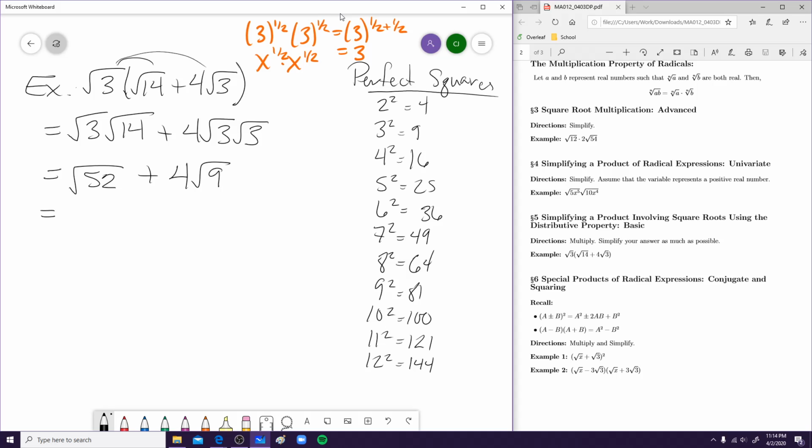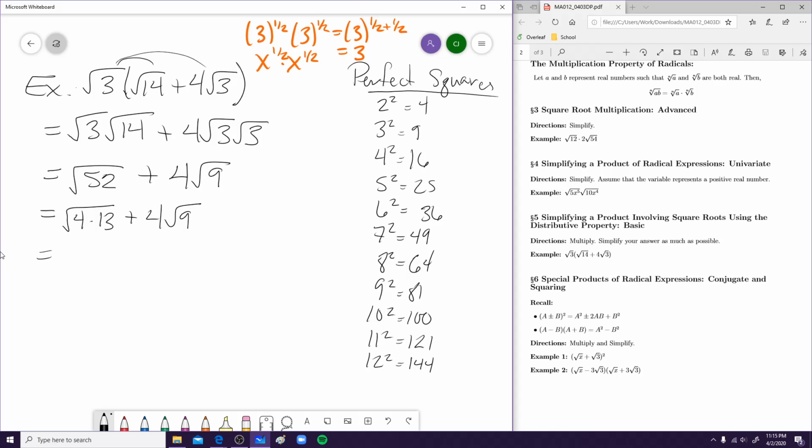Now let's look at the square root of 52, and see if we can simplify it any more. Using the same process, the first perfect square that 52 has is 4. If we have 4, the other factor is 13, because 4 times 13 is 52. And then let's just bring down 4 square root of 9. If you want, you can already say 3, but I'm going to take it a step at a time.